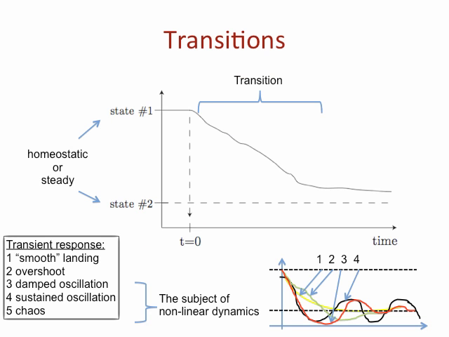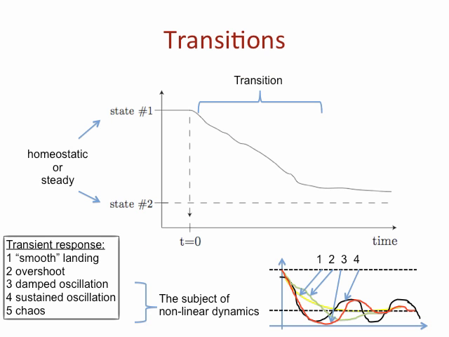The first one we call a smooth landing, which is the yellow curve, which may be similar to an exponential decay. Curve number 2, the green one, is an overshoot. In this case, the system starts moving from state 1 towards state 2, but it overshoots it, then turns around and settles down in state 2. The third curve is a damped oscillation, that is the red curve, and that's basically characterized by a series of overshoots that get smaller and smaller with each overshoot, and eventually the red curve dampens down in that steady state number 2.